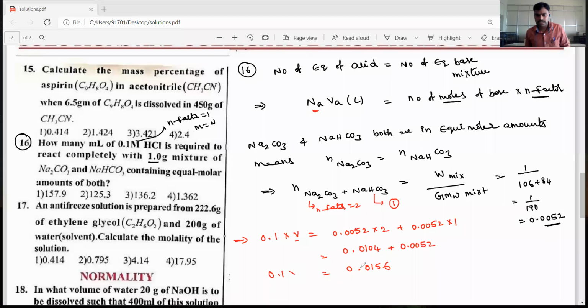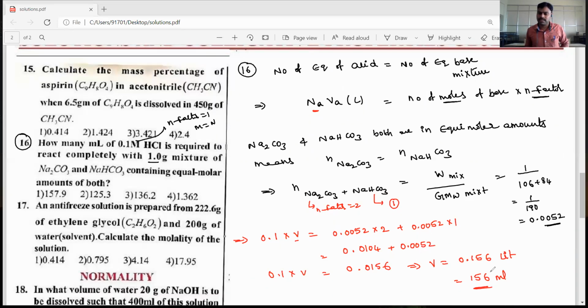0.1 into V is equal to 0.156, then V is equal to 0.156 liters. So in ml it is 156 ml. So how much acid is required for the neutralization of equimolar amounts of a 1 gram mixture of Na2CO3 and NaHCO3, dear student? 156 ml of 0.1 molar HCl is required.